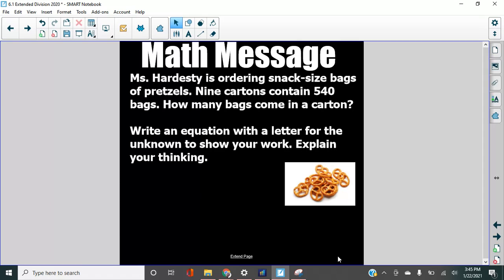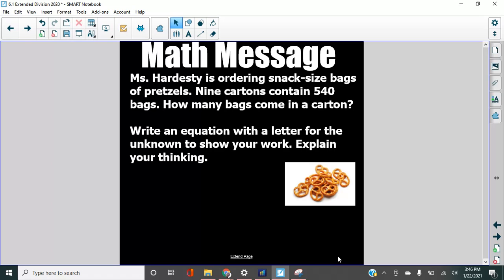Here's our math message problem. It says Miss Hardesty is ordering snack-sized bags of pretzels. 9 cartons contain 554 bags. That's a lot of pretzels. How many bags come in a carton? And we're going to be writing an equation with a letter, right? The letter stands for the unknown. Then it says explain your thinking, but we're going to start just with the equation. So what math equation could you use to try to solve this?